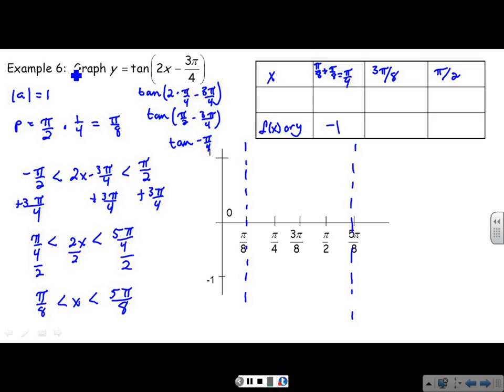Okay, and so if you do 3 pi over 8, then you're going to get 0. And if you do pi over 2, you're going to get 1. Alright, so pi over 4 takes us to negative 1, that's down here. 3 pi over 8 takes us to 0, and pi over 2 is going to take us to 1. So here is our tangent curve, and it looks like that.